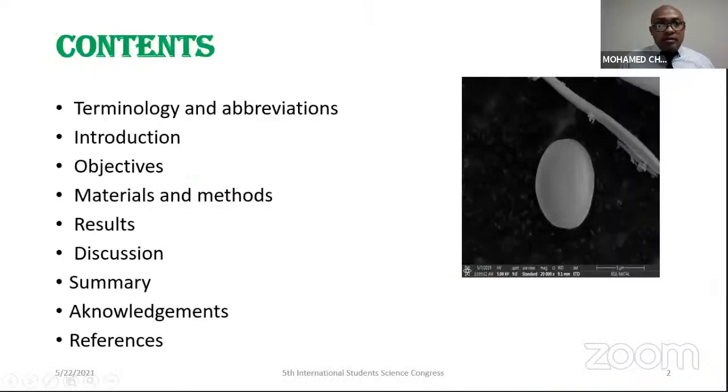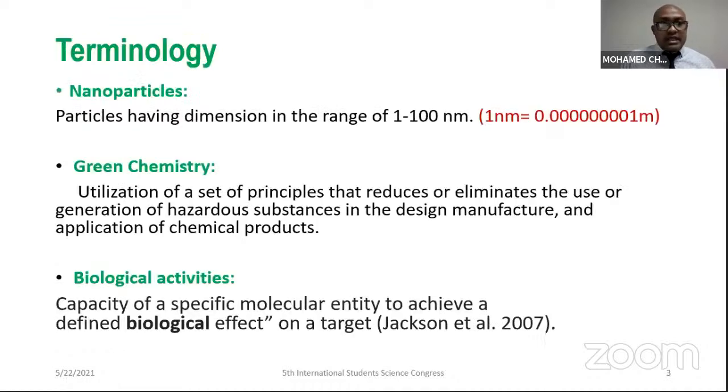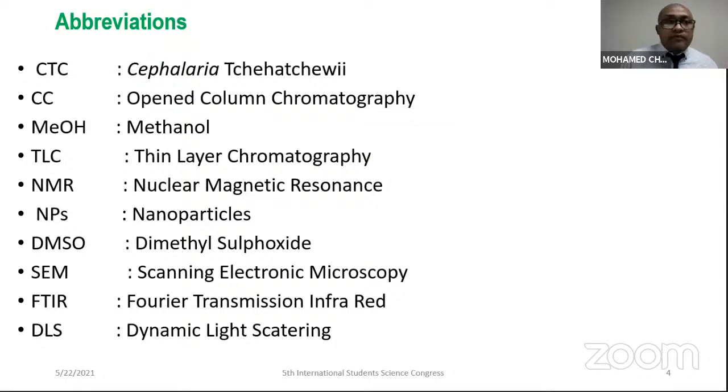The contents, terminology, and abbreviations I'm going to use are about nanoparticles. Nanoparticles are small particles from the size of 1 nanometer to 100 nanometers. And I'm going to speak about green chemistry, which focuses on the use of things which cannot be harmful to the body or to living organisms. As for biological activities, I think everyone knows about that. Some abbreviations have been used.